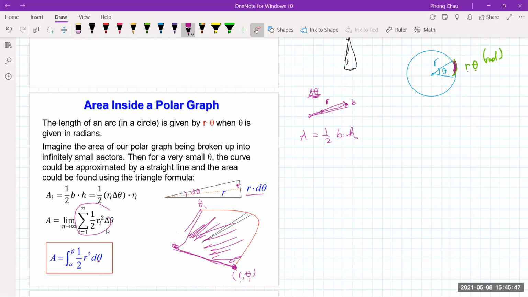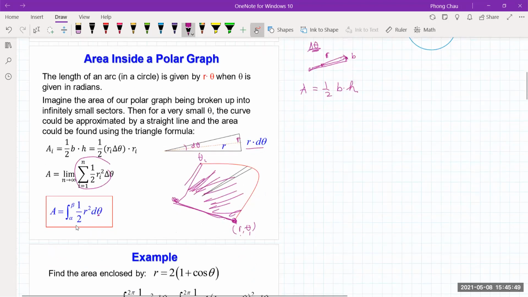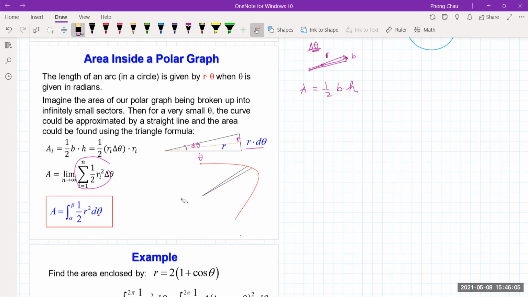So setting up the area inside the polar graph is pretty easy. You just have 1/2 r squared d theta. The hardest part perhaps is to figure out the alpha and the beta. Okay, so alpha and beta, that could take a bit of time to figure out.